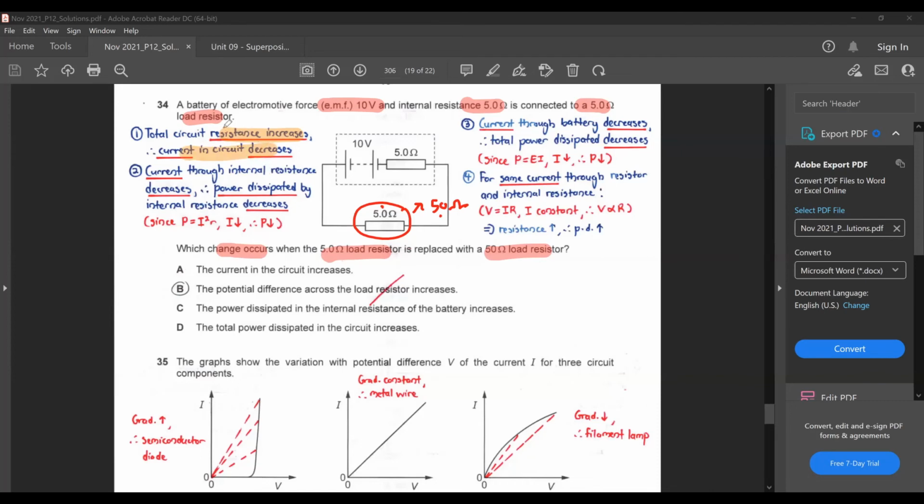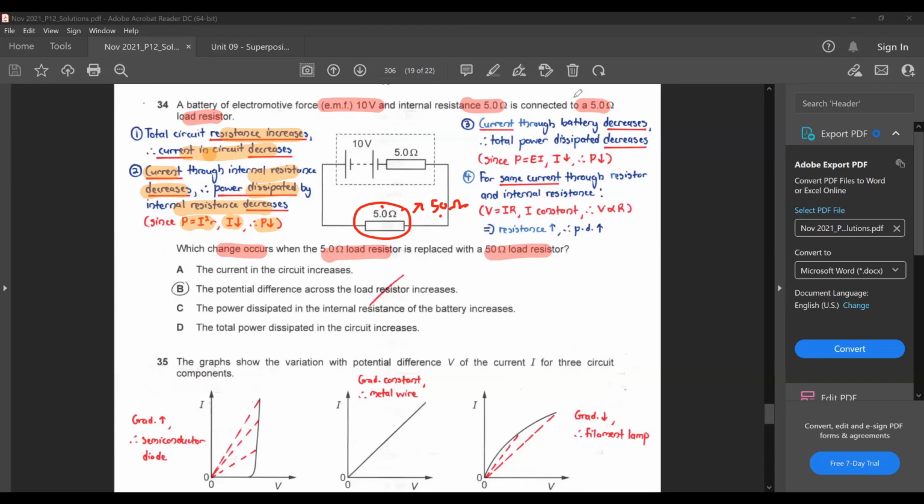So that is number one. And then after that, because the current in your circuit decreases, your current through your internal resistance will also decrease. Therefore, power dissipated by internal resistance decreases. Because P is I squared R, if your current drops, your power dissipated by internal resistance also drops.